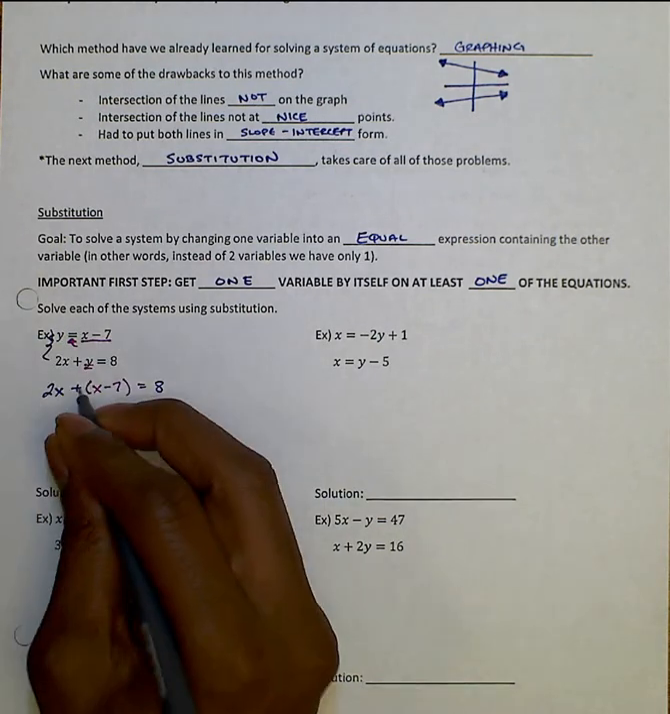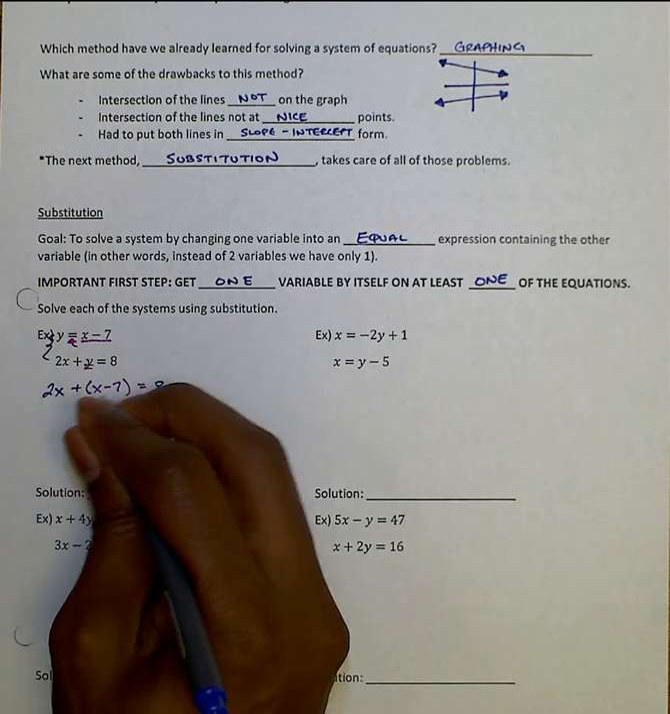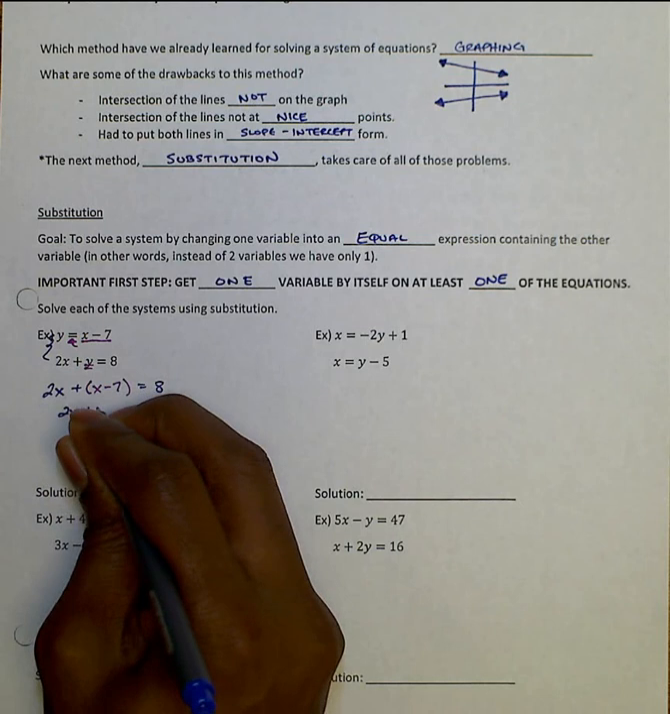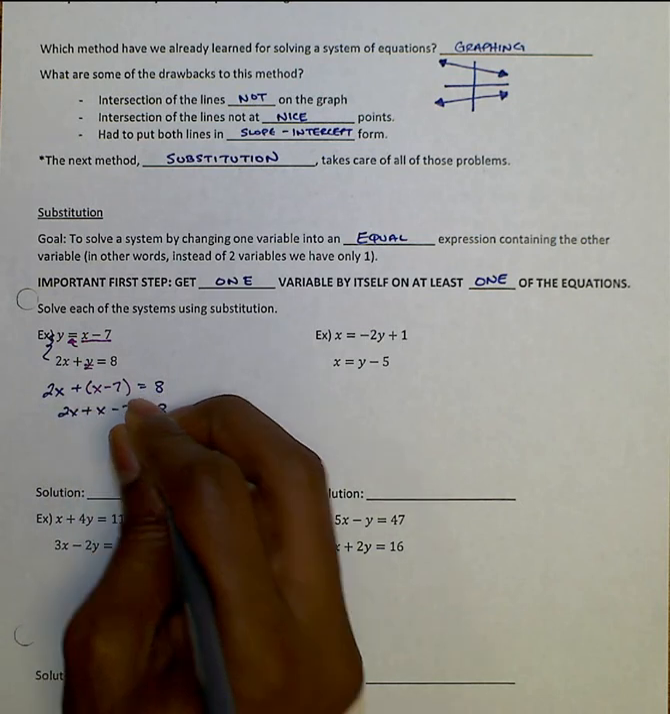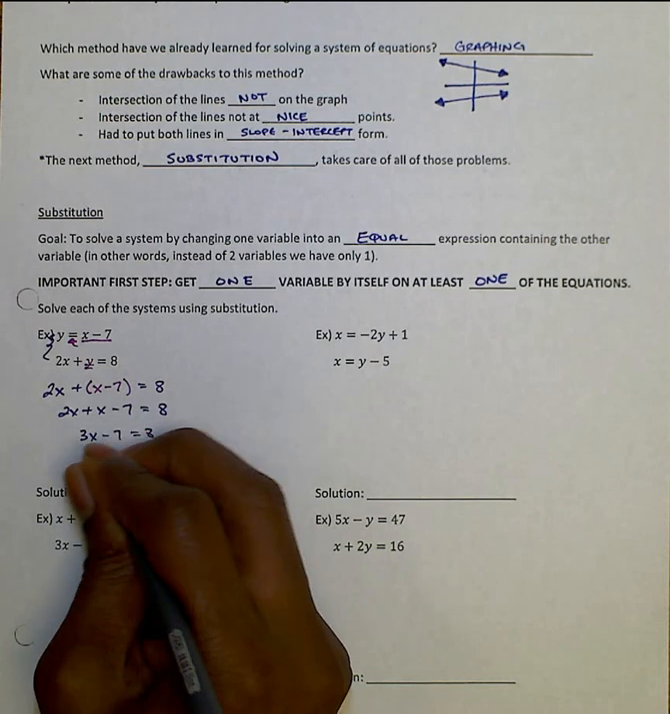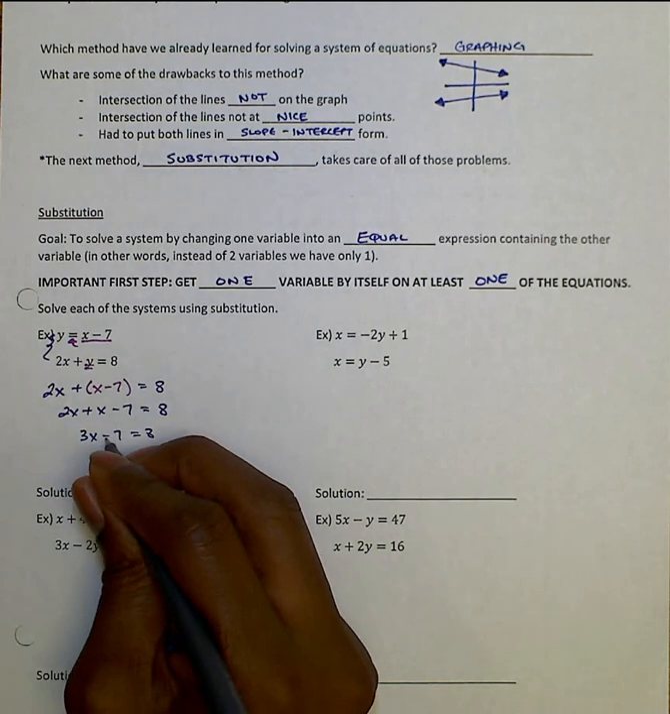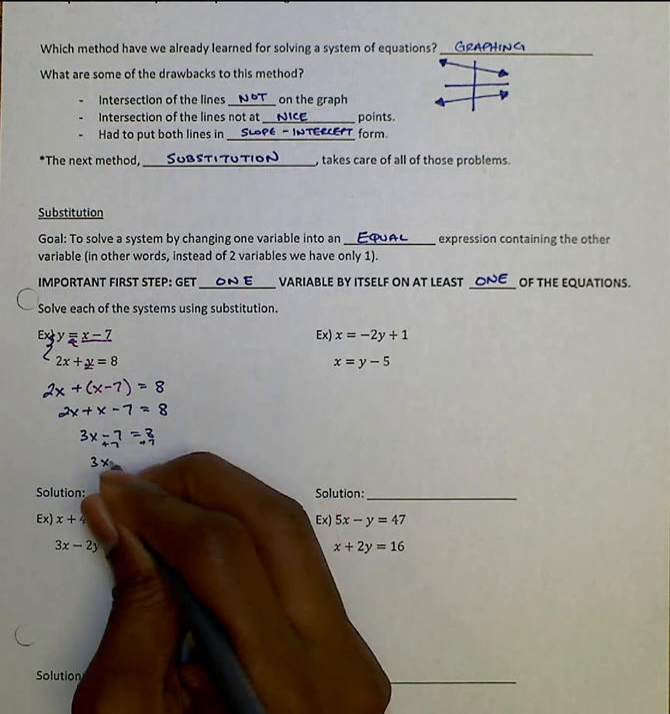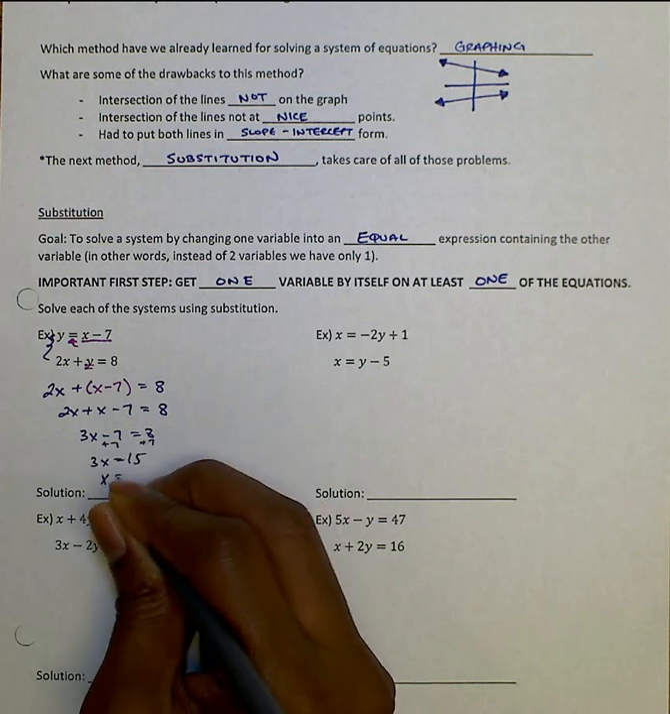And so now I can drop these parentheses and I have 2x plus x minus 7 equals 8, or 3x minus 7 equals 8. I'll add 7 to both sides, and I get that 3x is 15, and I can find that x is 5 from there.